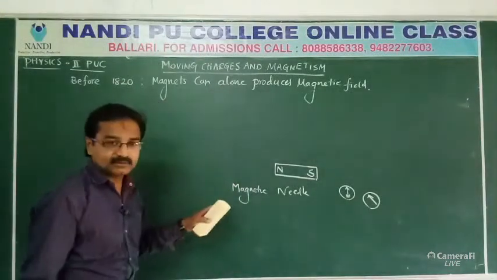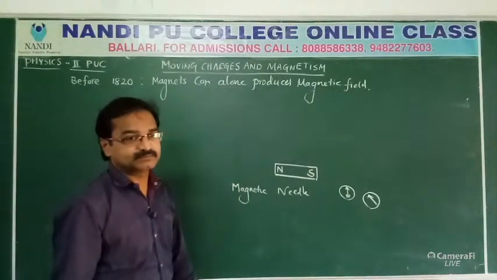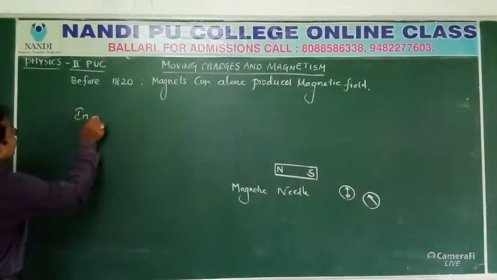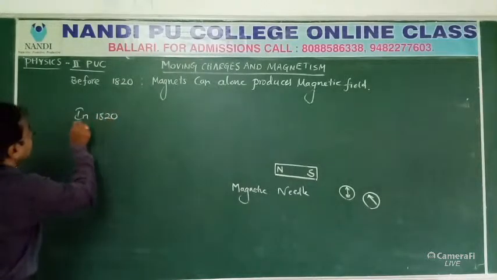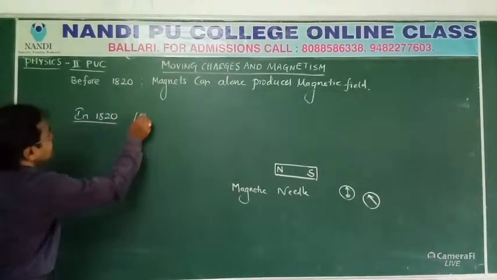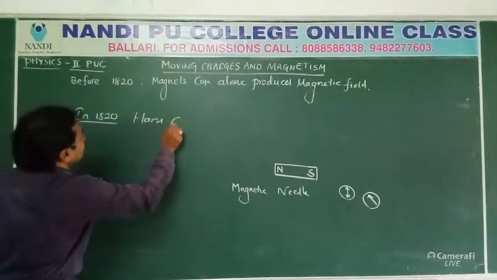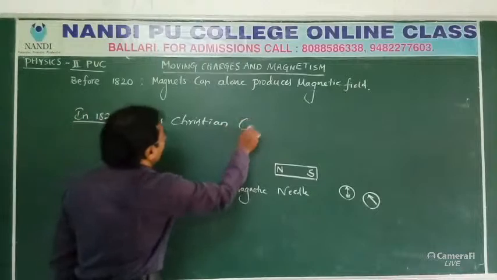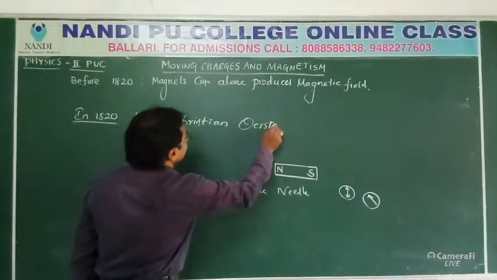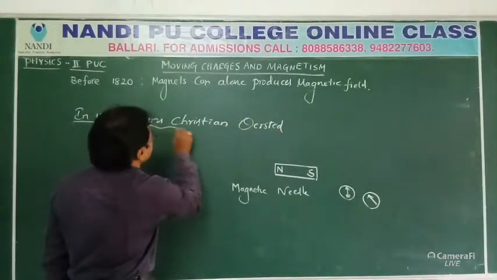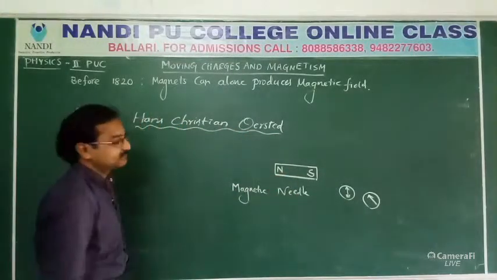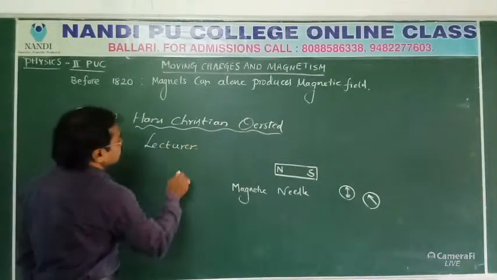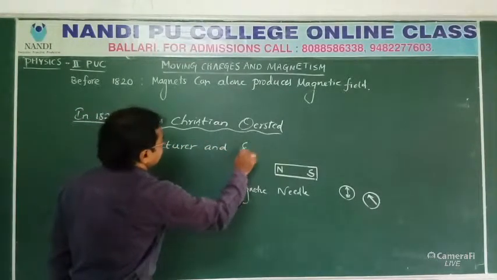But in the year 1820, Hans Christian Oersted, he was a scientist, a lecturer and scientist.